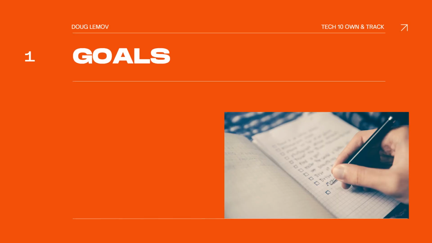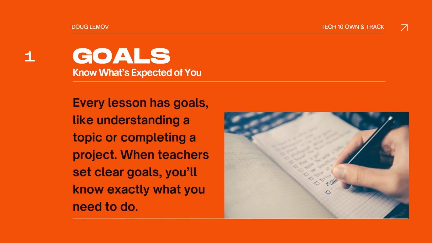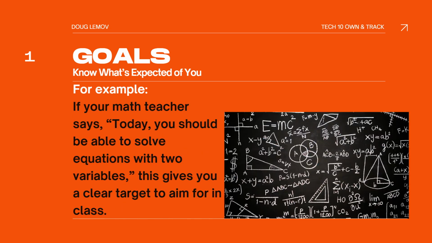goals. Know what's expected of you. Every lesson has goals, like understanding a topic or completing a project. When teachers set clear goals, you'll know exactly what you need to do. For example, if your math teacher says, today you should be able to solve equations with two variables, this gives you a clear target to aim for in class.